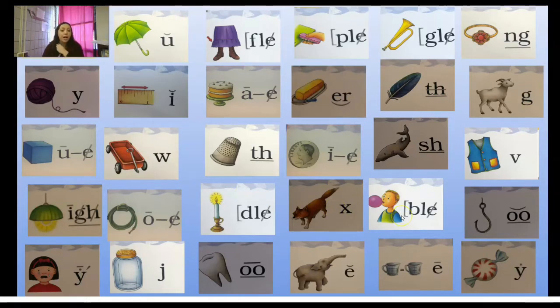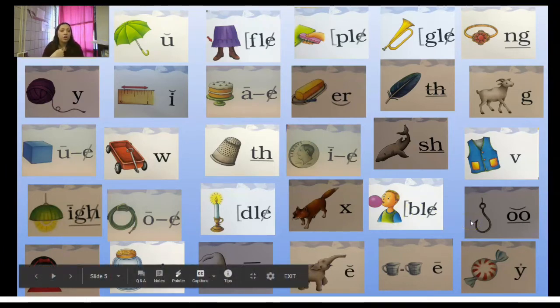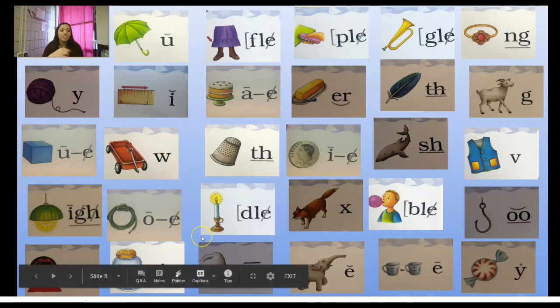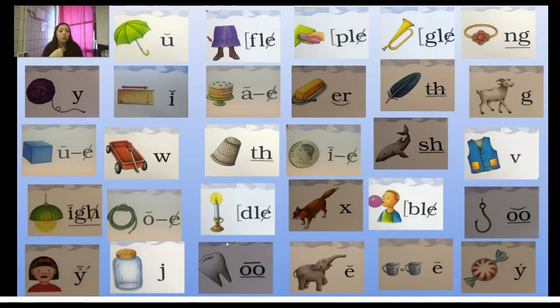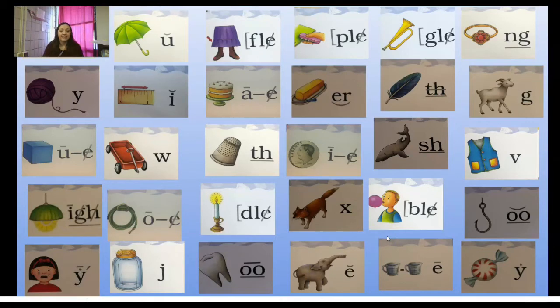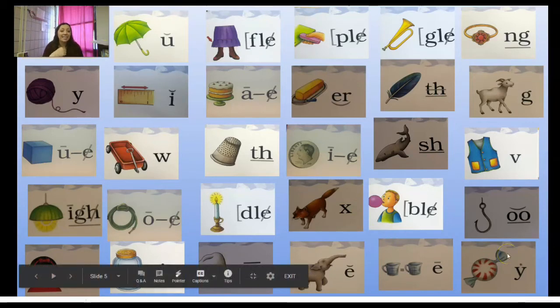X. Bubble, bull. Final syllable, BLE. Hook, digraph OO, very good. Cry, I. Vowel Y. Jar, J. J. Tooth, oo. Digraph OO. Elephant, E. Equal, E. Candy, E. Vowel Y, very good.